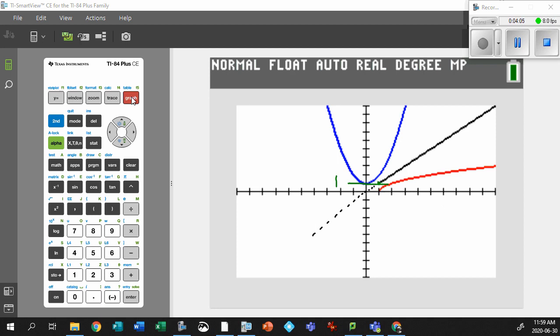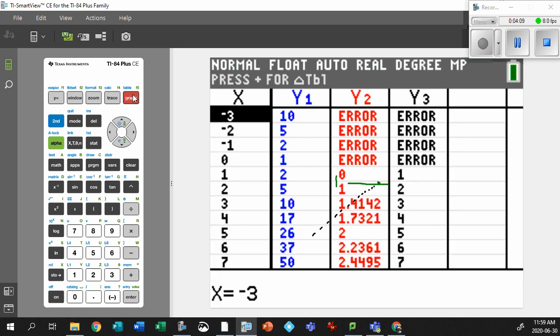How would you prove this? Well, real easy. Go to the second table. Take a look, there's your table right here. Look, all errors until you get to, guess what? 1, 2. Okay? So your restriction then is, of course, look, right there, domain and range.